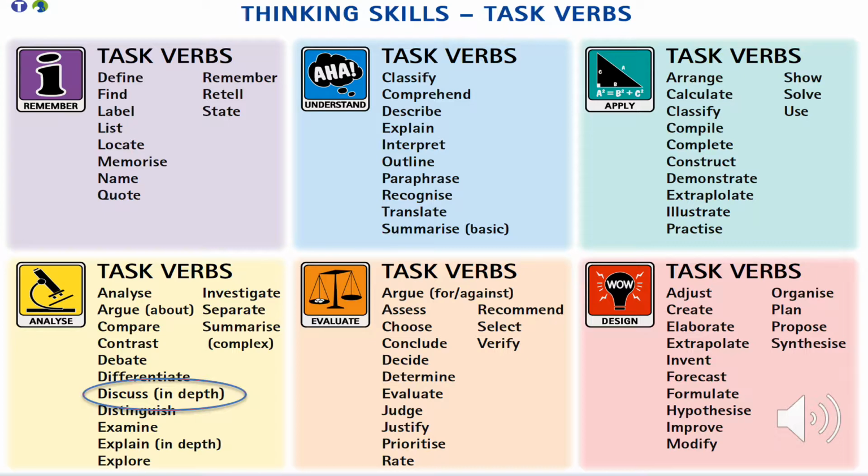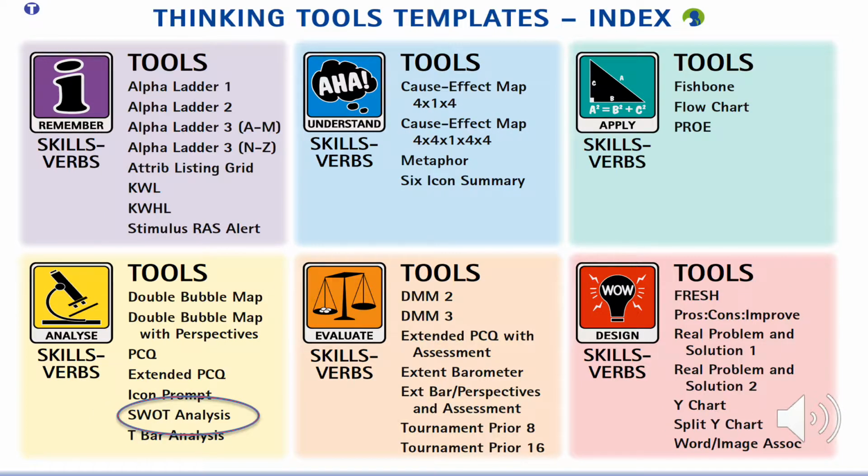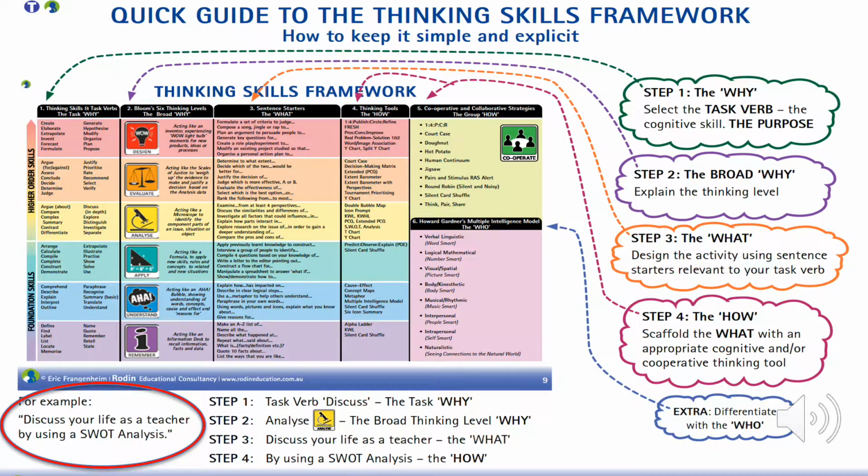However, asking a good question is no guarantee you'll get a good answer. So if you ask people to discuss something, it doesn't mean it's going to happen. So what we really need is the next definition. What is a tool? We need thinking tools. These are the graphic organizers, the templates that I'm offering in this resource. So if you ask people to discuss something, a good analytical tool to assist would be the SWOT analysis.